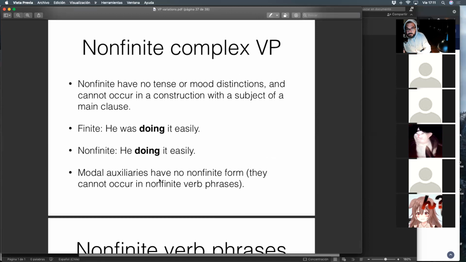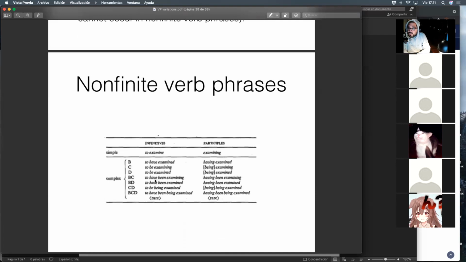Non-finite complex verb phrases have no tense or mood distinctions, we know that, and can occur in a construction with a subject of a main clause, we know that. He was doing it easily is finite, and he doing it easily is non-finite. Why is the second non-finite? Because there's no auxiliary verb, there's no modal verb, and that's it. Modal auxiliaries have no non-finite forms. Modals are always finite. Therefore, the ways in which you can write non-finite verb phrases in English are these ones.